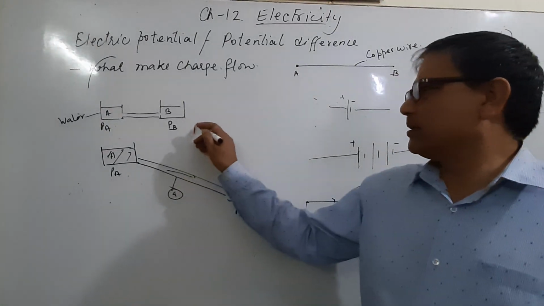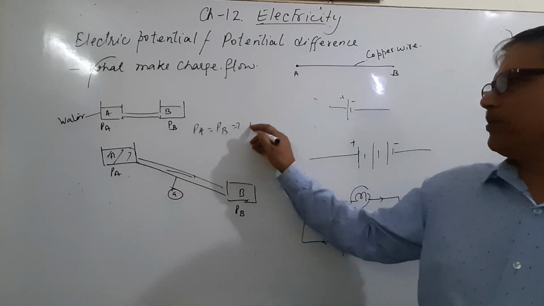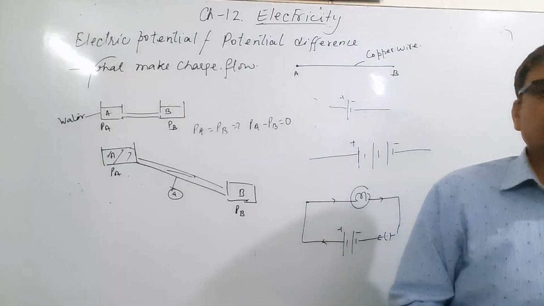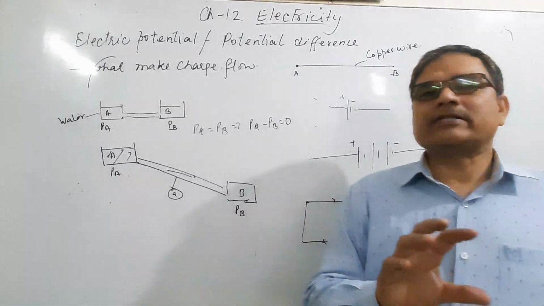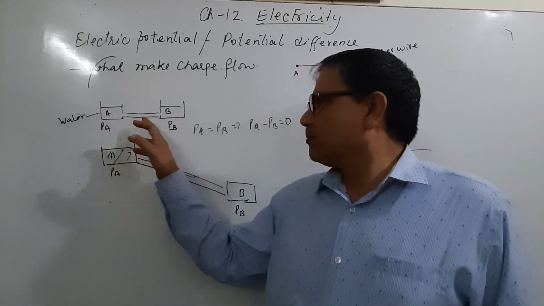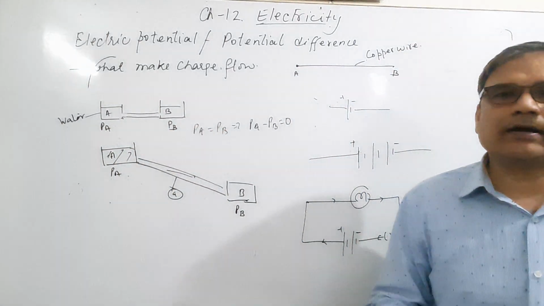If the pressure PA and pressure PB are the same, then PA minus PB is equal to 0. It means the pressure difference is 0, then the water will not move from tank A to tank B or from tank B to tank A.